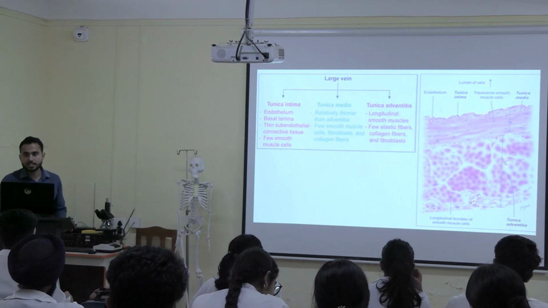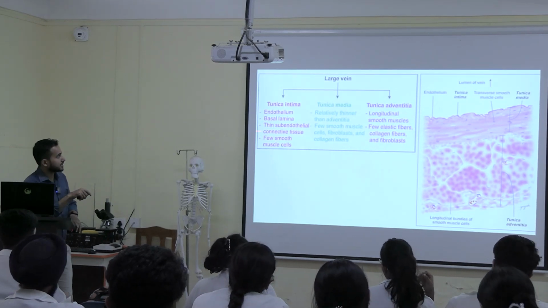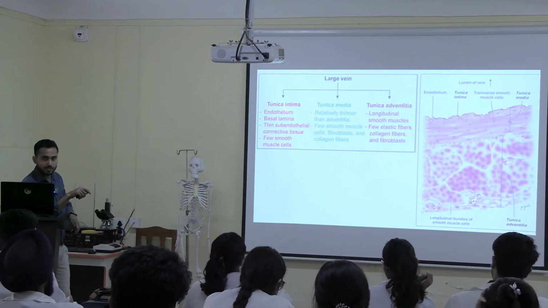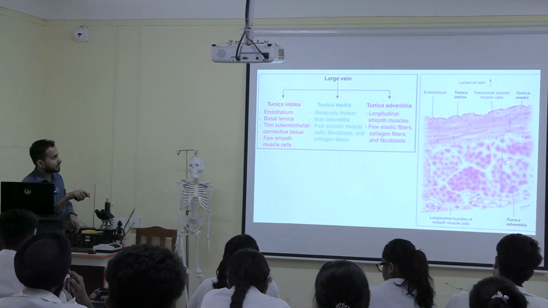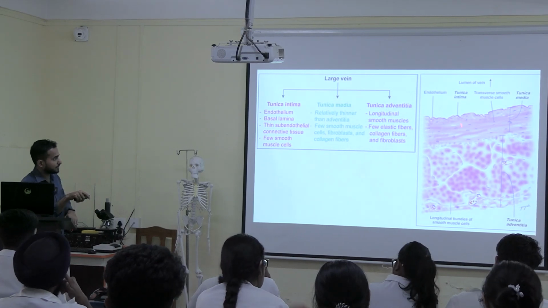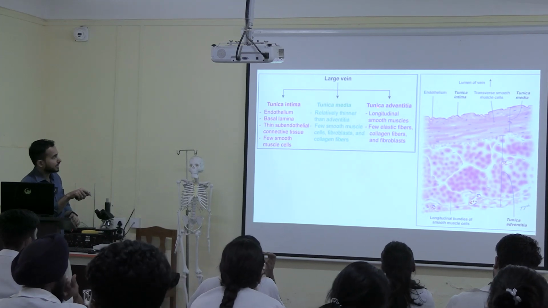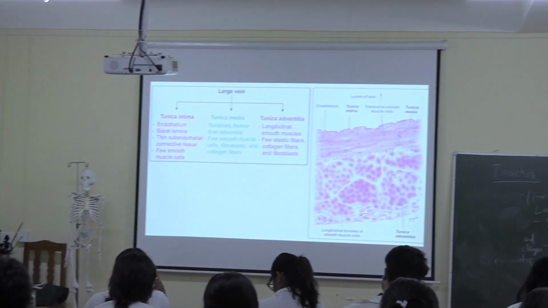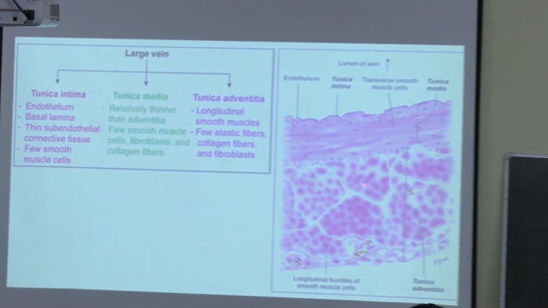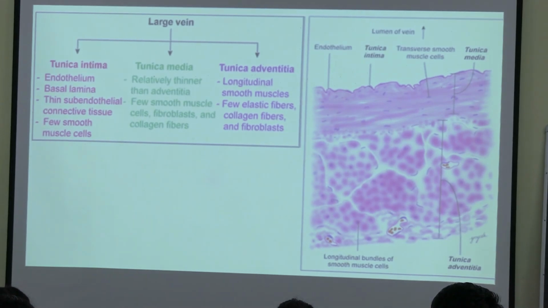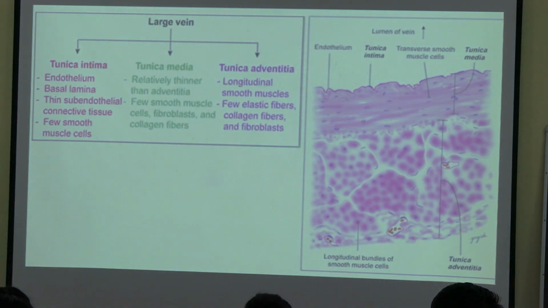Next, this is the large size vein. Okay, in large size vein, as you can see, all 3 layers will be there. Okay, so first endothelium, basal lamina, subendothelial connective tissue, everything is present. Tunica media is relatively thin. You can see tunica media is relatively thin. Few smooth muscle cells, fibroblasts and collagen fibers are present. And in case of tunica adventitia, you can see bundles of smooth muscle fibers. You can see these are the cut sections of the bundles of smooth muscles, present in the large vein. And along with that, you can also see collagen fibers and fibroblasts. Okay, so you see longitudinal bundles of smooth muscles are present in the tunica adventitia of a large vein.